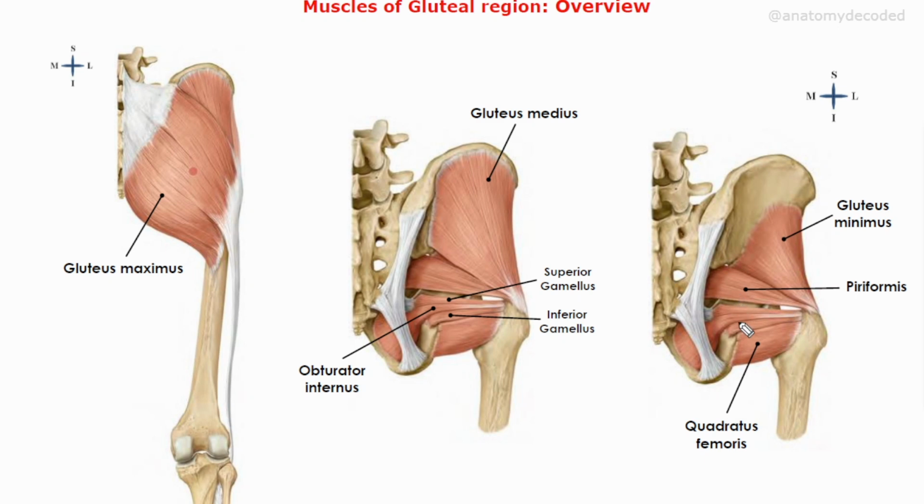Then as we come below, here we can see three muscles together. They are labeled here: superior gemellus, obturator internus, and the inferior gemellus. So the two gemellus and the obturator internus. There is a tendon of obturator internus between the two gemellus. As we come down, we encounter this muscle. This muscle is quadratus femoris, because the shape is quadrangular.